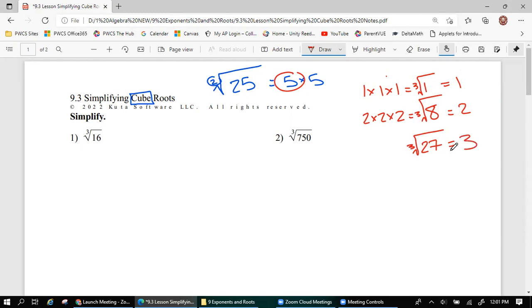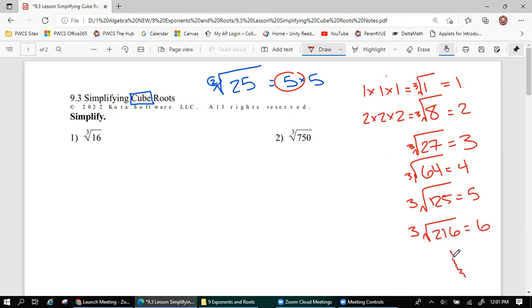We're asking ourselves, when we look at a cube root, what number did we multiply 3 times, the very same number, to get 27? And so just like we have perfect squares, we have perfect cubes. And so my first 3 perfect cubes are 1, 8, and 27. And then 64, the cube root of 64 is 4. Cube root of 125 is 5. Cube root of 216 is 6. And we could keep going. We'll stop there. These numbers get pretty big.